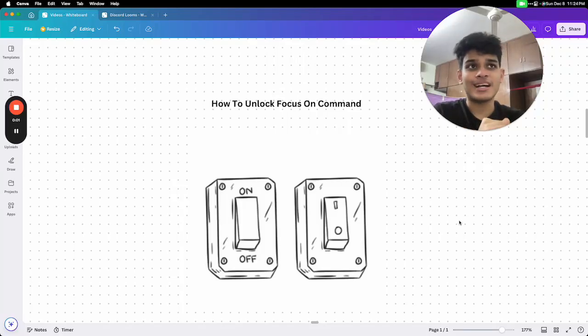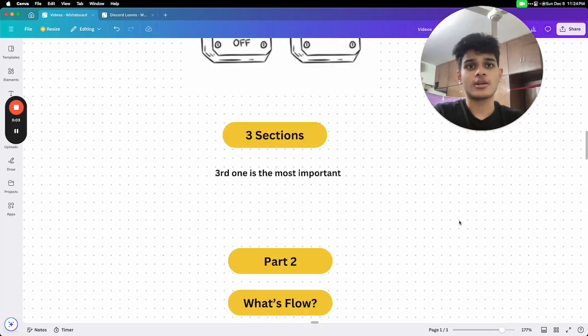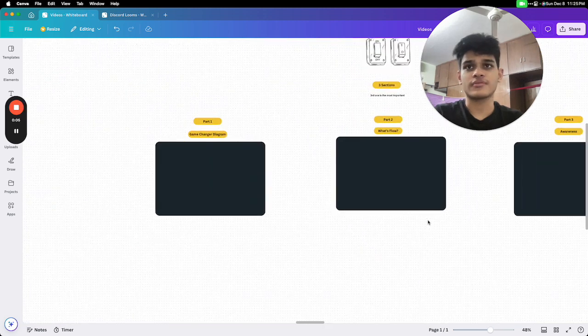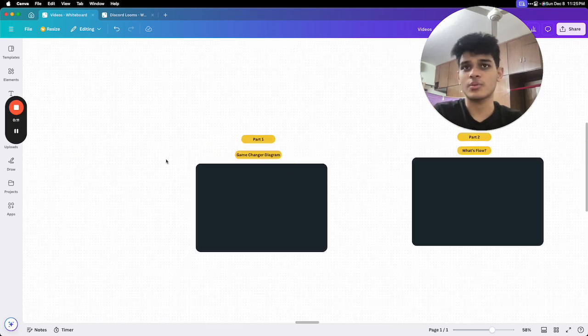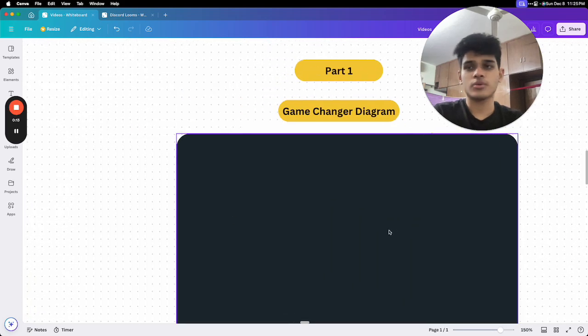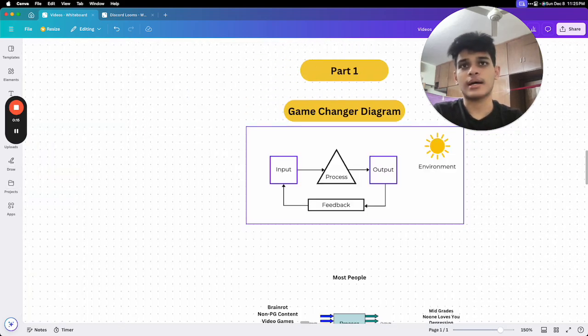Here's exactly how you can unlock focus on command in three main sections. The first section is the game changer diagram. The second section is what is flow exactly. And the third section is awareness. The third one's probably one of the most important ones, so stick around for that.